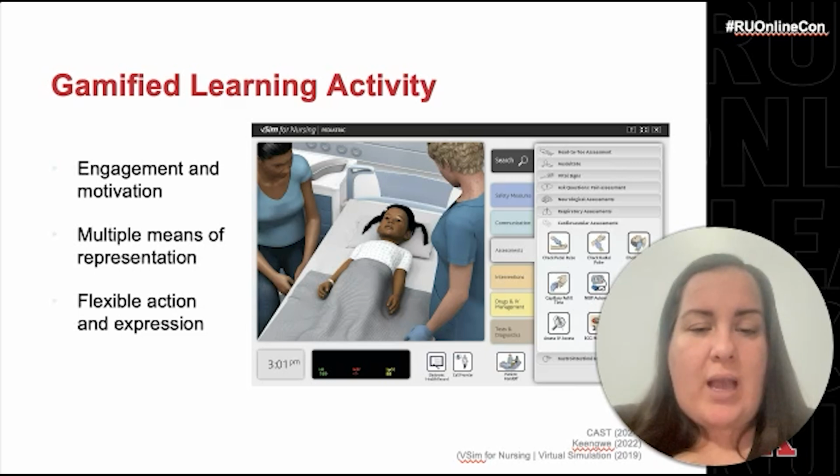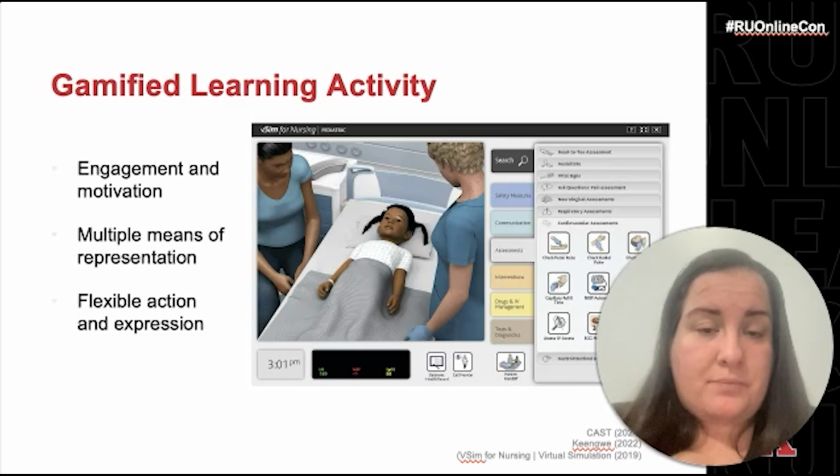These gamified learning activities incorporate UDL principles in several ways. For engagement and motivation, learners can earn points or badges for completing tasks or demonstrating knowledge, which can increase their intrinsic motivation and participation.